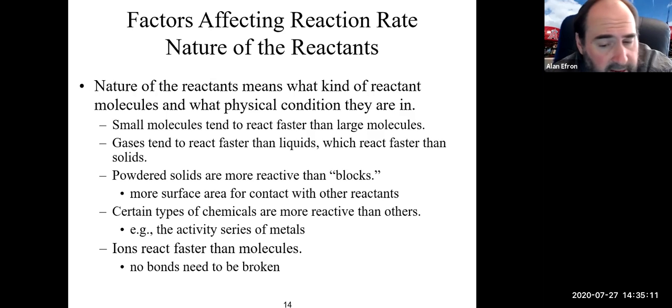Certain chemicals are more reactive than others. So for example, metals, which you may be familiar with when you talked about perhaps single replacement reactions, the activity series of metals, typically a big list of metals, and in the middle is hydrogen. Anything higher on the list will replace anything lower on the list because they're more reactive. Anything lower on the list is less reactive than anything higher on the list. So in a single replacement reaction, those reactions would not take place.